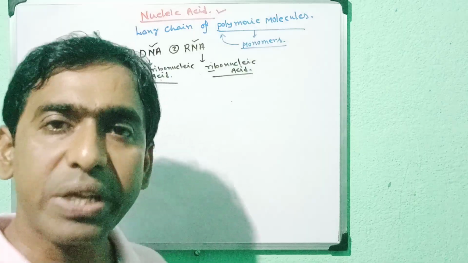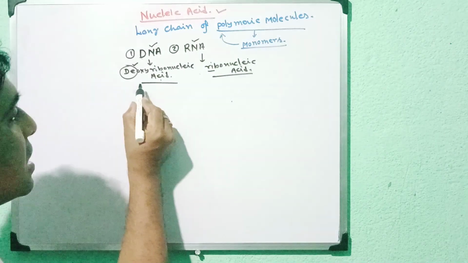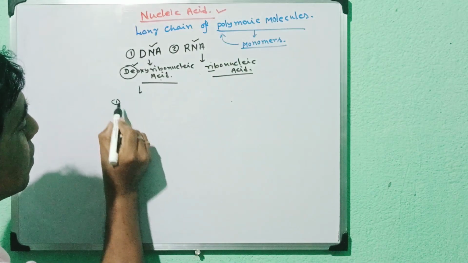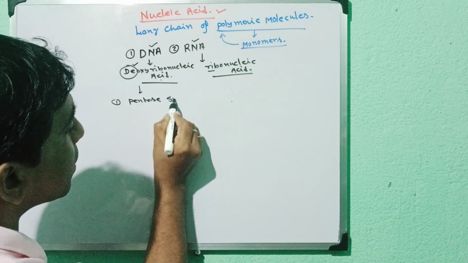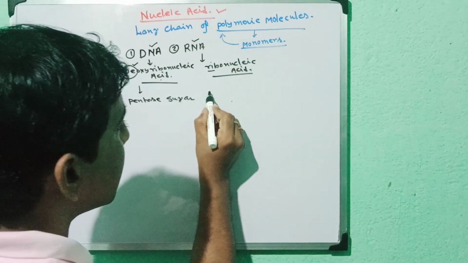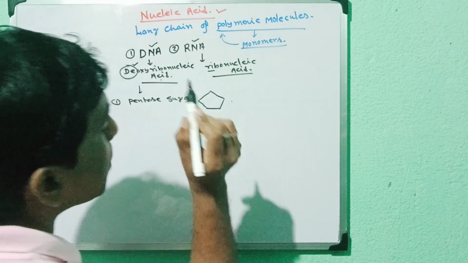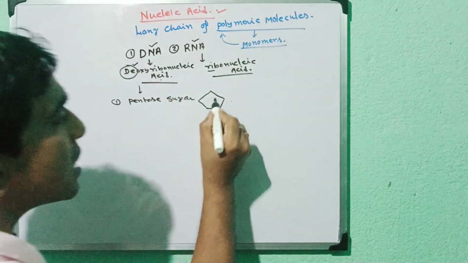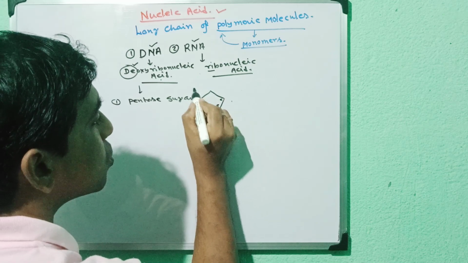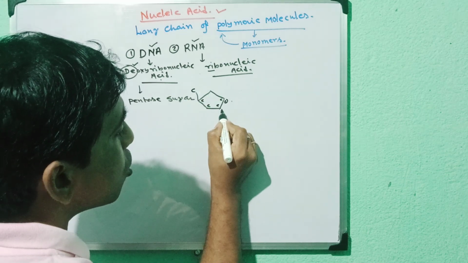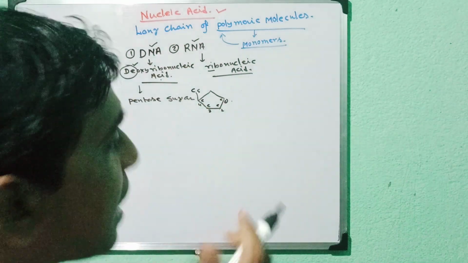Chemically, DNA is composed of, first, pentose sugar. These are carbons, numbered 1, 2, 3, 4, and 5. This is the pentose sugar, with 5 carbons.